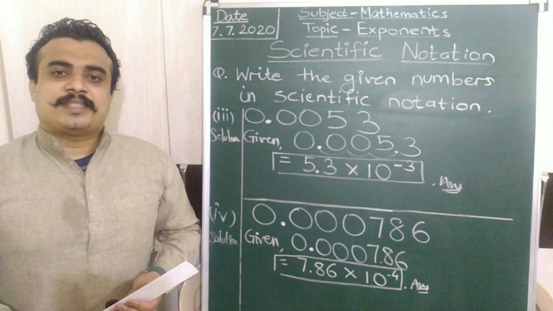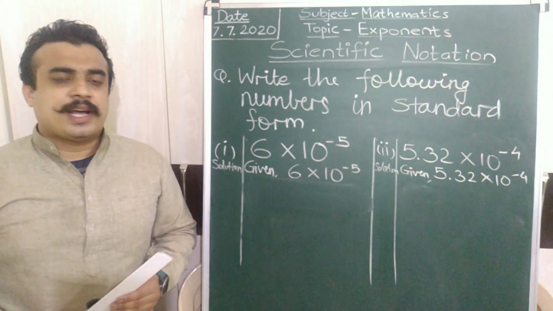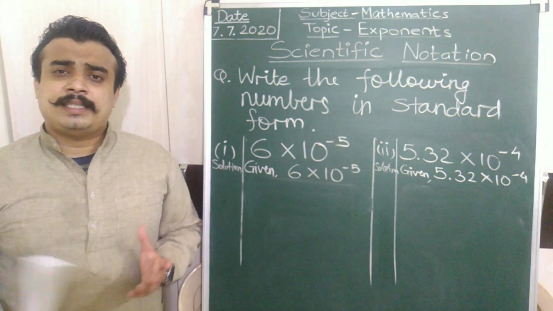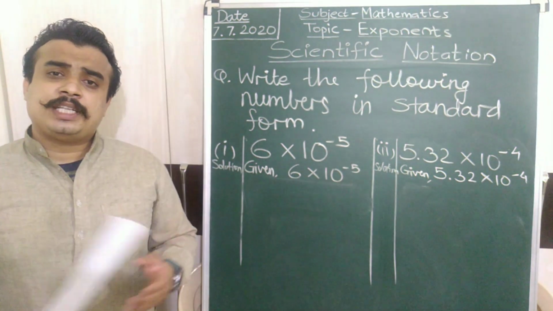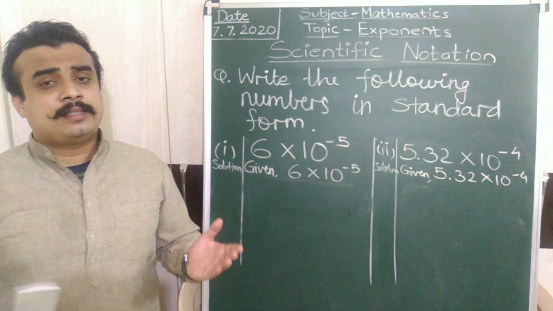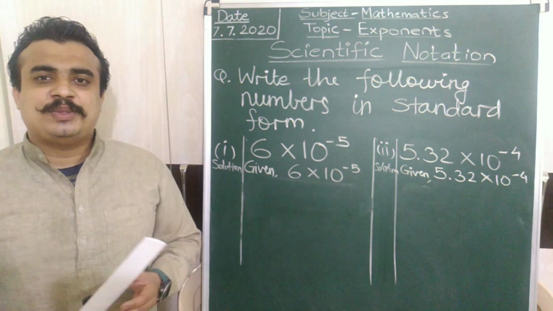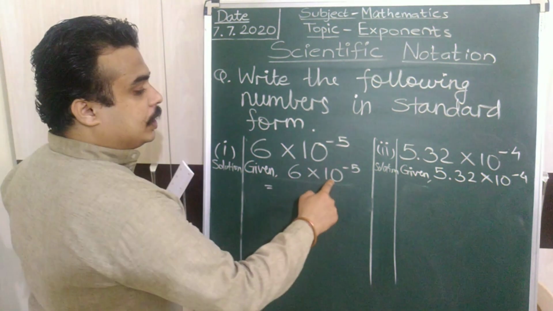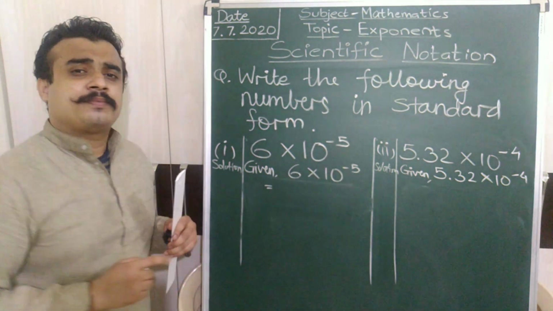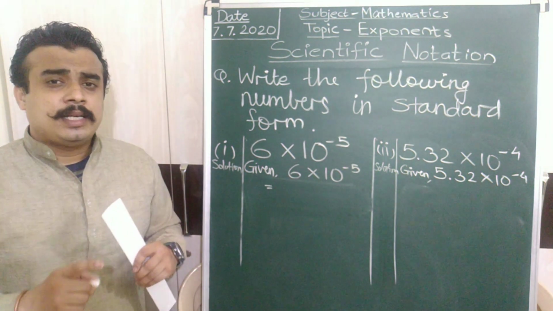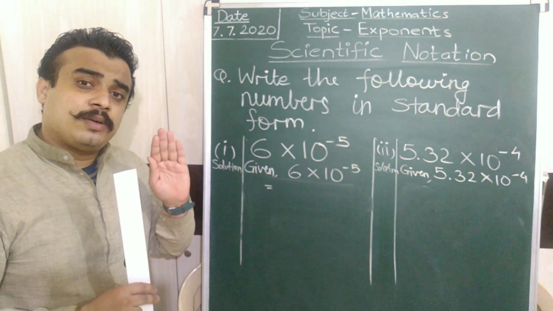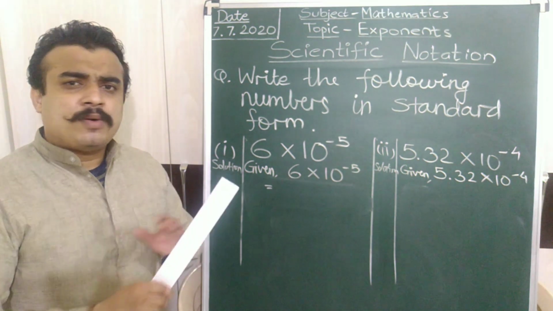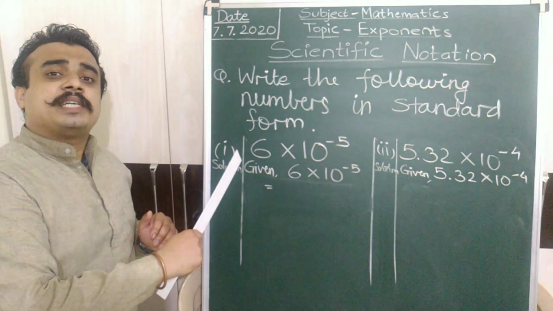Now let's see another example. So here we have to write the following numbers in standard form. In this they have given us a scientific notation and we have to write its standard form. Now let's see how to solve it. So here we have 6 into 10 raised to the power -5. The power is negative. What does this mean? Where would the point have shifted? Towards right. But if we don't want that power, where will we come? Back to the left side.